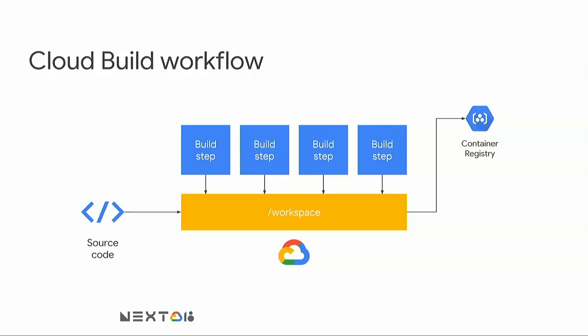Build steps are the naming convention that Cloud Build uses. It's like stages or jobs, if you're familiar with that from other CI solutions. In the context of containers, you may do things like this. You may do a Docker pull to fetch a previously built image. You may fetch some dependencies, do a Docker build, and then push that out to the registry.